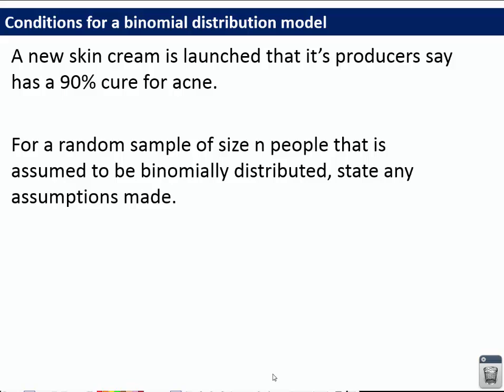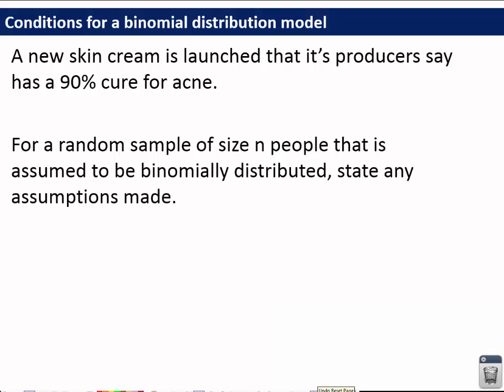So here's a real-world example for conditions of a binomial distribution model. A new skin cream is launched. The producers say it has a 90% cure rate for acne. For a random sample of size n people that is assumed to be binomially distributed, state any assumptions made.